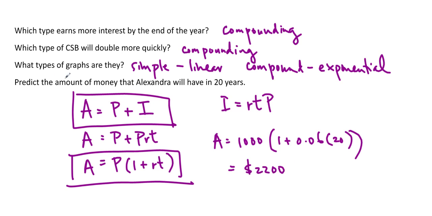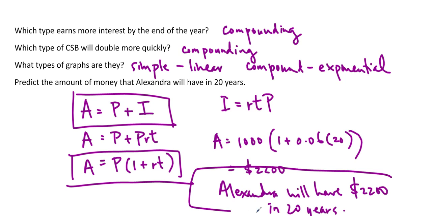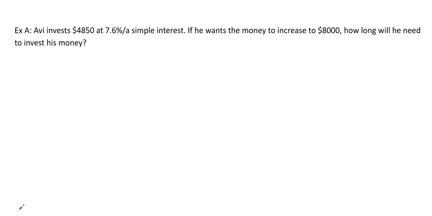Okay, so predict the amount she will have in 20 years. Alexandra will have $2,200 in 20 years. Not a terrific investment, but at least she gets something. It's more than double. Good for her. So let's do some examples using those formulas.